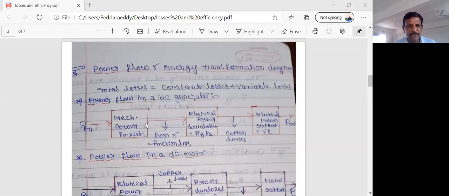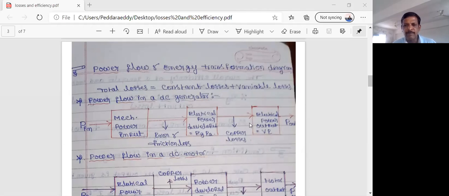As soon as we give mechanical power, there will be some losses between the shaft and the bearing. Those losses are iron and friction losses. So when we give mechanical power input, next the iron and friction losses occur. Mechanical power input minus iron and friction losses, we get electrical power developed in the armature. Electrical power developed in the armature, EG IA, EG into IA, is called electrical power developed in the armature.